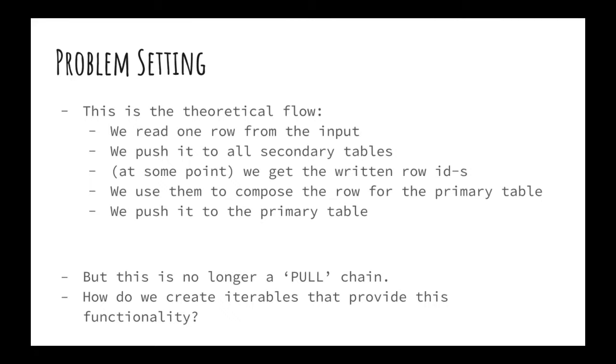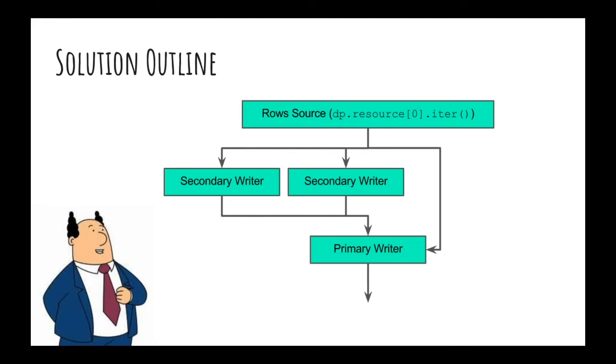So what's the problem? We want to do this theoretical flow. Read one row from the input, push it to all the secondary tables, get the IDs of the rows I've just written, and then use these IDs to sort of compose the new row for the primary table. And when I have that row, I can push it to the primary table.